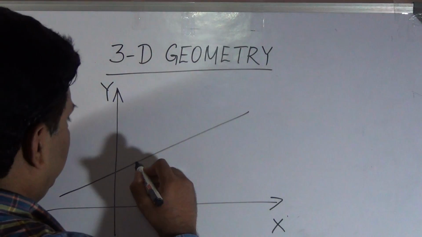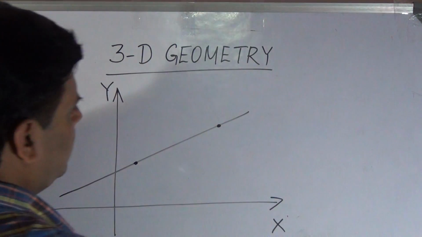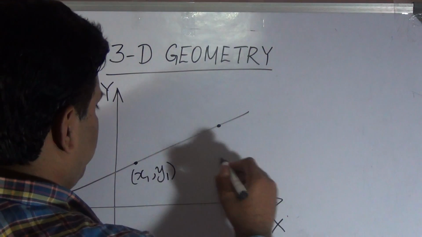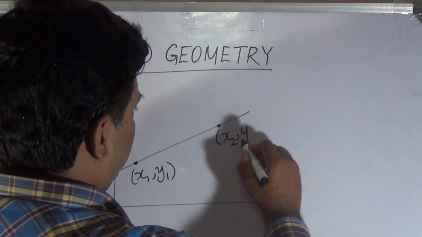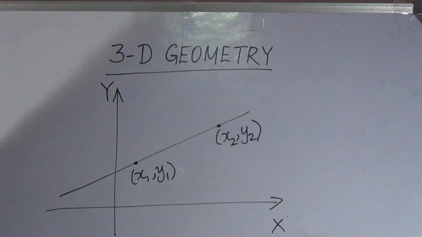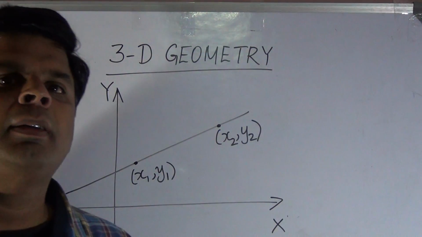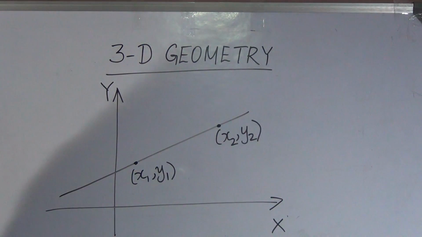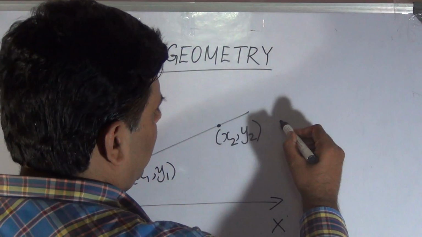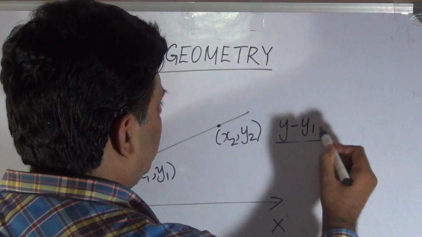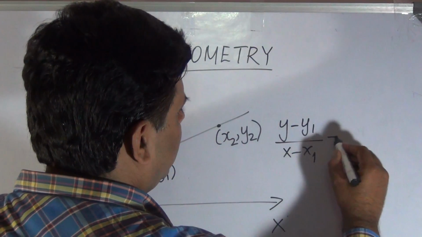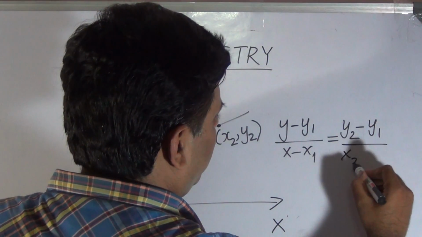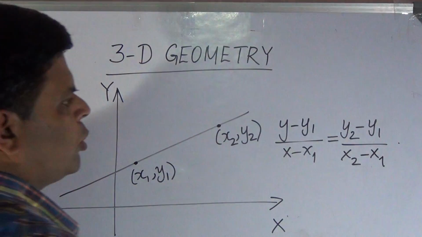Okay, if I'm given 2 points on this line, say x1, y1, and x2, y2, once I'm given these 2 points, I can write the equation of the straight line that passes through these 2 points. So in this case, we'll have (y minus y1) by (x minus x1) equals (y2 minus y1) by (x2 minus x1).